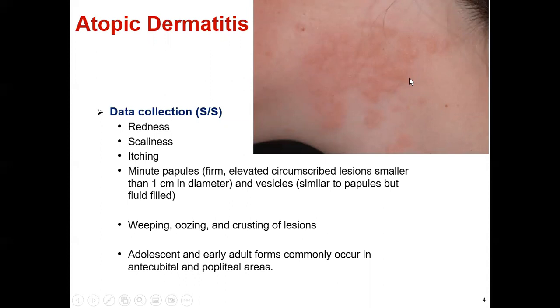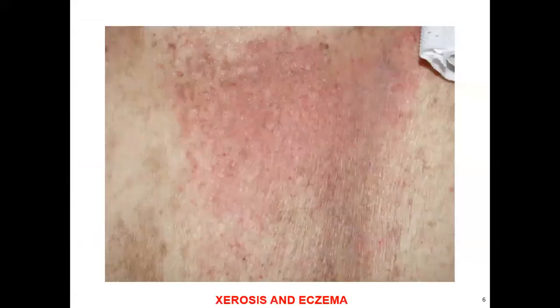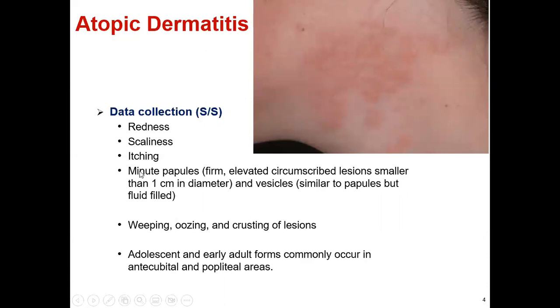Here we can see what the signs and symptoms are. Sometimes patients present with redness or dry skin, which we call xerosis, and also silvery shiny skin, and also we can see itching, papules and vesicles. Papules are elevated circumscribed lesions smaller than 1 centimeter in diameter, whereas a vesicle is similar to a papule but is full of fluid. Sometimes patients present with oozing or crust over the lesion.